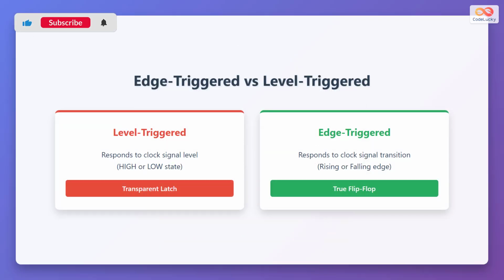Here, we will explore the difference between edge-triggered and level-triggered flip-flops. A level-triggered flip-flop, also known as a transparent latch, responds to the clock signal level, whether it's in a high or low state. On the other hand, an edge-triggered flip-flop, also known as a true flip-flop, responds only to the transition of the clock signal, specifically the rising or falling edge.